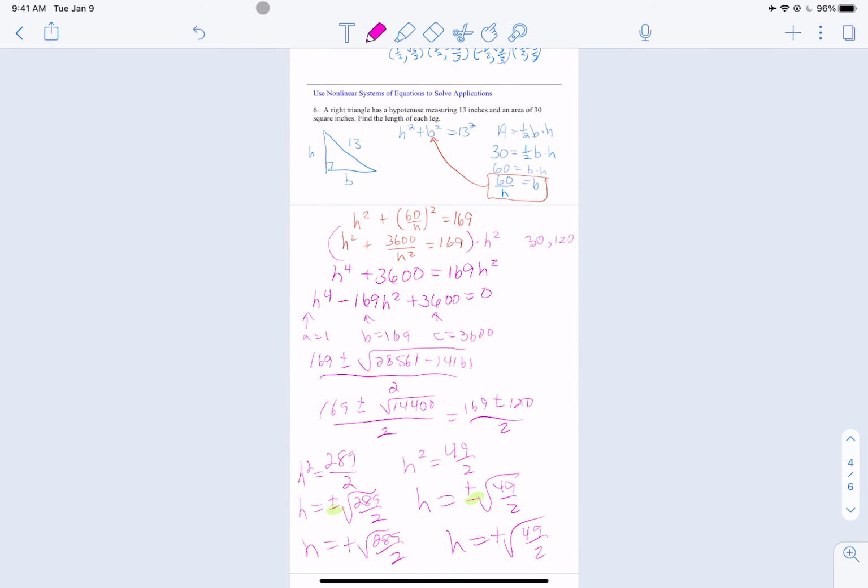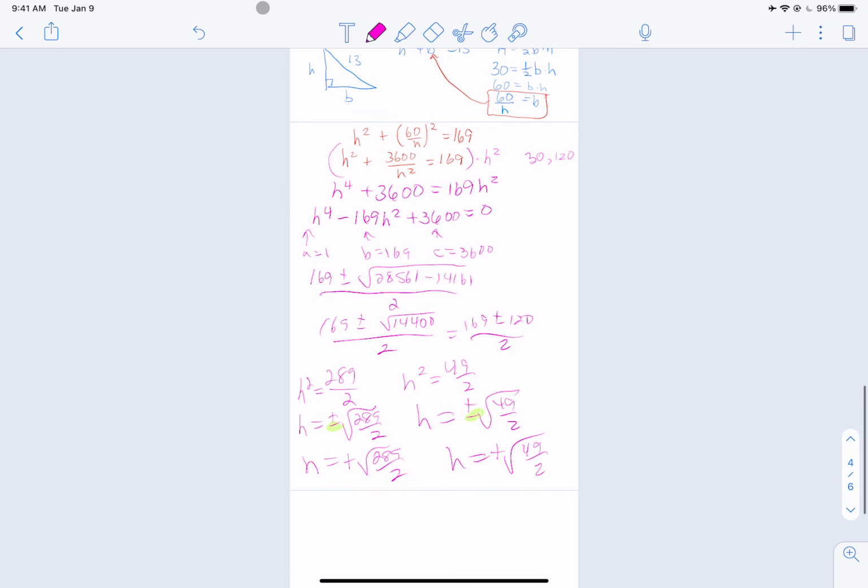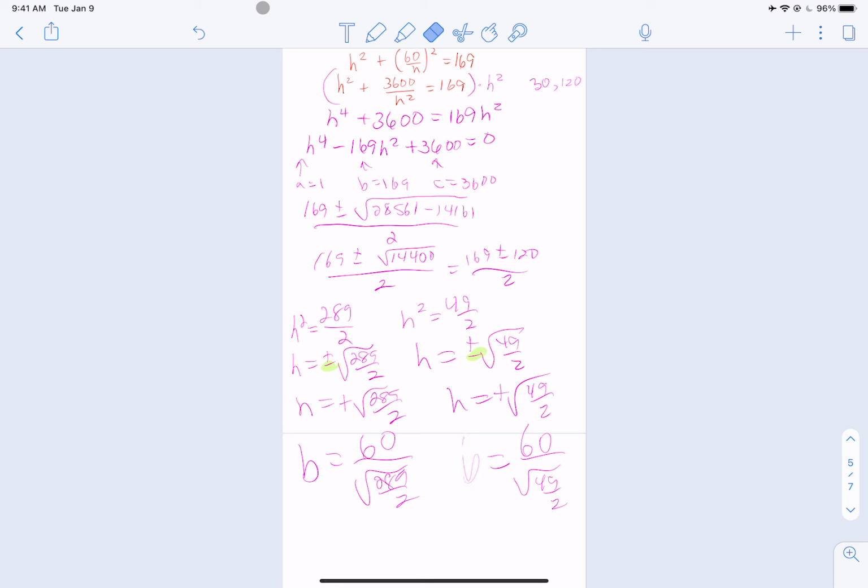Okay, now what did they ask for? They said find the height, the measure of each leg. Okay, so we have this equation right here. So 60 divided by the height is the base. So the base is going to be 60 divided by the square root of 289 over 2, or 60 divided by the square root of 49 over 2. And I am so not even remotely worried about, at this point, reducing that down. If I wanted a real number of some sort, I would say throw that into a calculator to get an exact answer. But that's kind of it. Remember, if it's a real-life application, there are times where the negative version just doesn't work. But there you go. Kind of a weird one to end with.